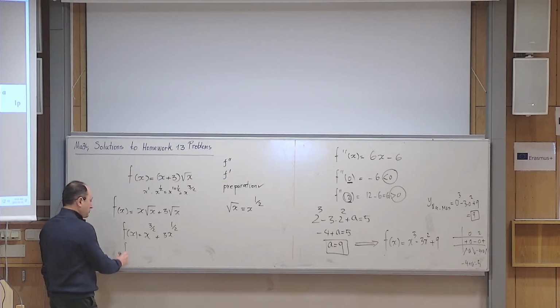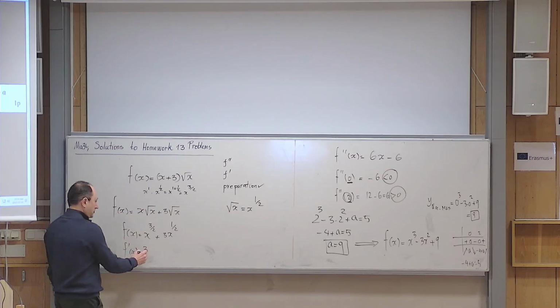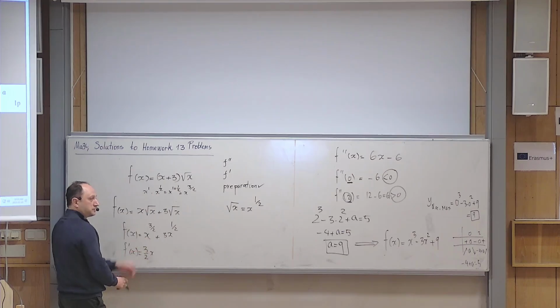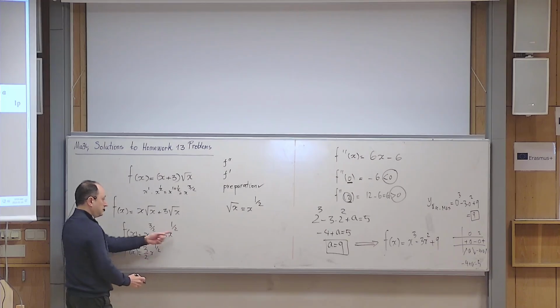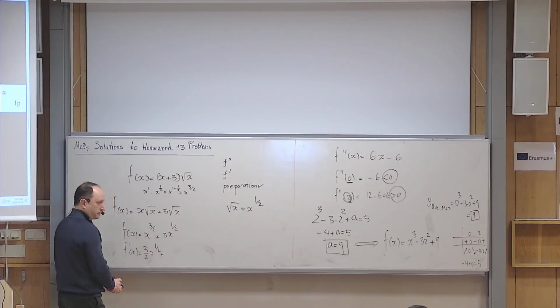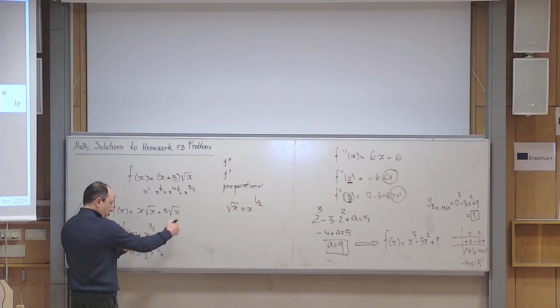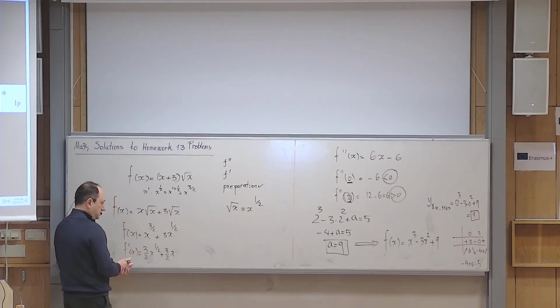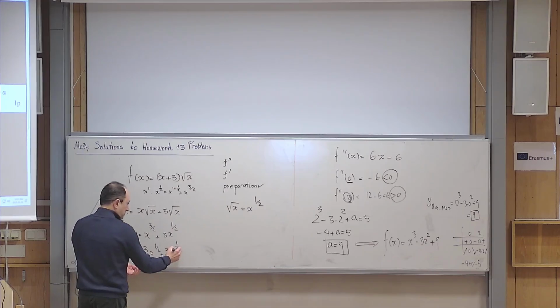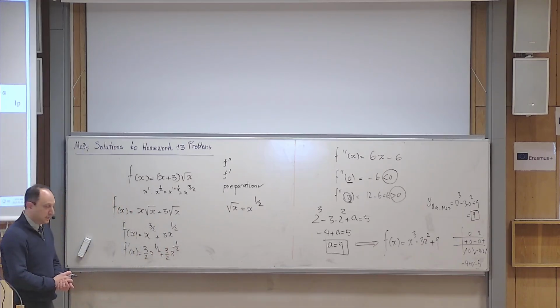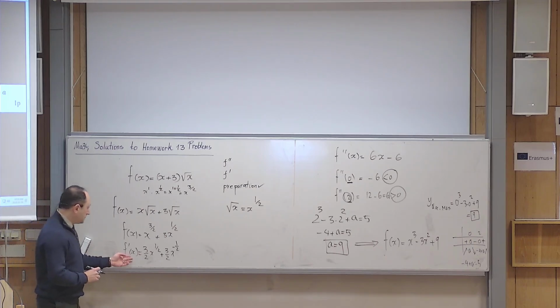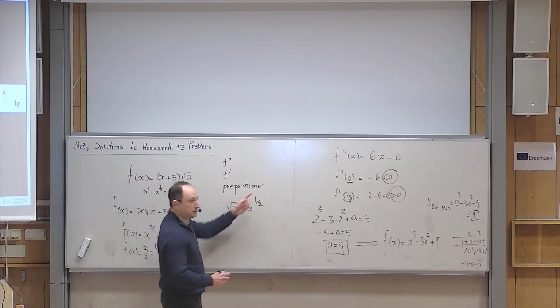F of x, f prime of x is equal to what? These 3 halves goes down. X to the power in your head. What's the answer? 1 over 2. And then this one, tell me. No, first of all, you need to bring 1 half down, 3 halves, and then x to power 1 unit less. 1 half minus 1 is? Minus 1 over 2. Yes? Okay, this is preparation finished.